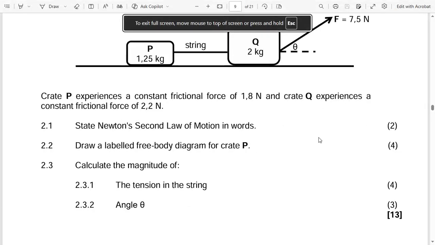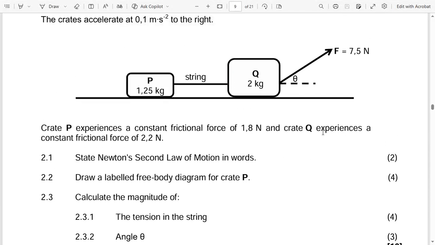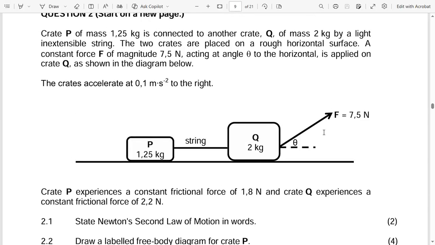Okay, now let's look at this question 2. This has to do with Newton's second law. So we have a crate P of mass 1.25 kg, and it's connected to another crate Q that has a mass of 2 kg. So the two crates are placed on a rough horizontal surface.